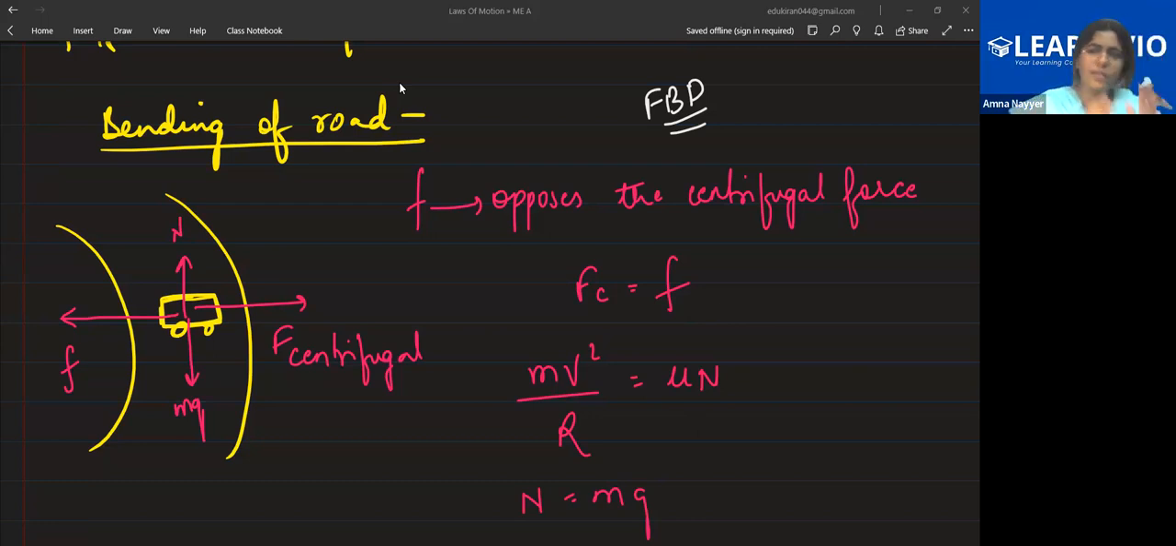So I was saying that whenever we have bending of road, not banking, we'll come later to banking, we'll draw the FBD, that is the free body diagram. And again, the free body diagram is also going to come in your test. So please attempt the test properly. All the questions will be there from the class itself. This is what I was saying, that you will have every portion coming except the circular motion part.